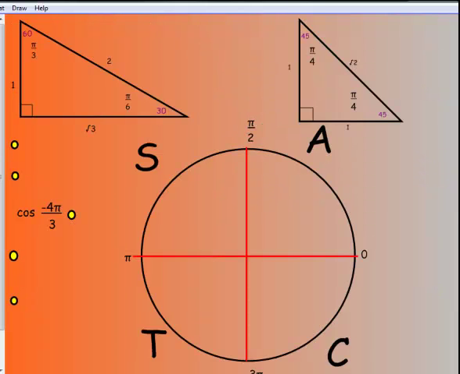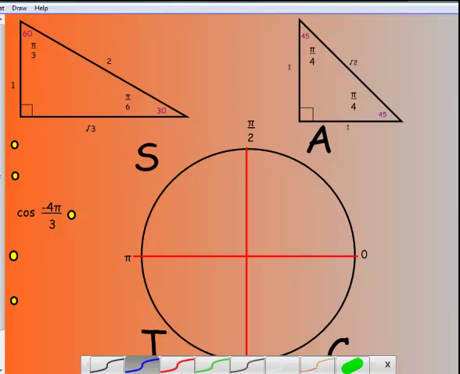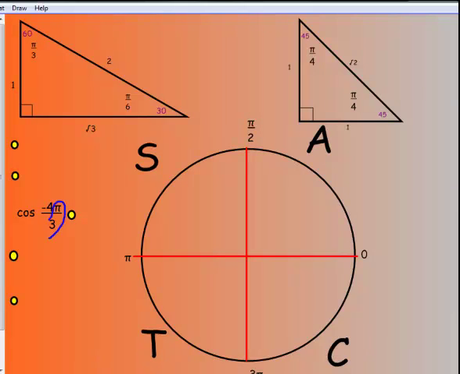To do that as a triangle, we come over here and once again we look at the multiple and we realize that it's pi over 3. So pi over 3 is 60. And cosine says to take the adjacent side and put it over the hypotenuse. Now I have to figure out which quadrant I'm in. That's going to require me, yet again, converting back to degrees.